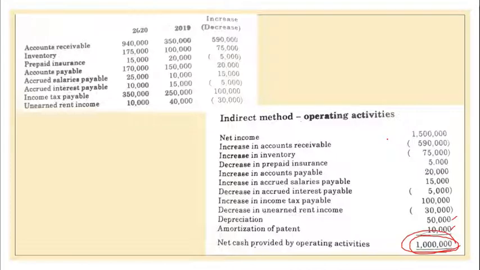Now, for a more comprehensive example, you can refer to your book. There is a part there for your investing and financing. However, investing and financing are easier to grasp. You just have to identify those that involve cash transactions. So, if you acquired PPE for cash, you recognize it as a deduction because it is a cash payment. So it is recorded under investing.